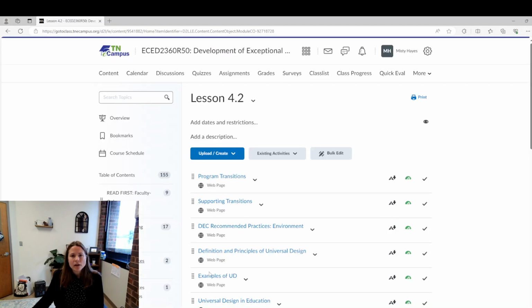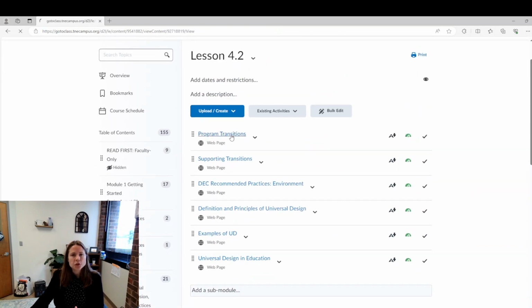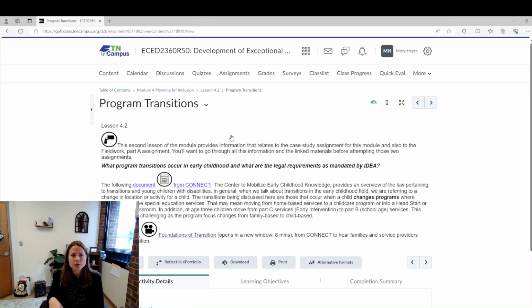Okay, that's going to be all of the 4.1 lesson. In 4.2, we're going to get more into what you're going to do when you're doing your transition plan. So what are program transitions, right? Now remember, this is going to be really part of your fieldwork assignment. So make sure you look at that.